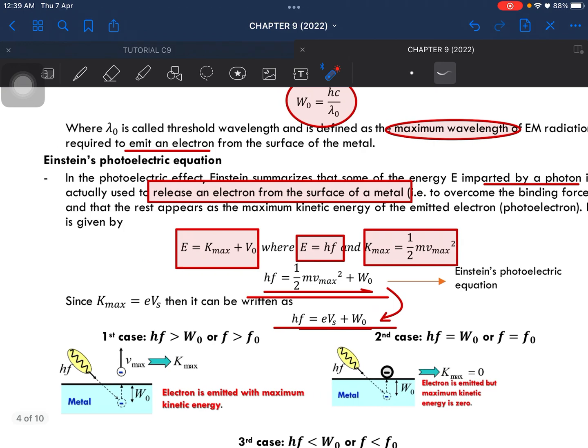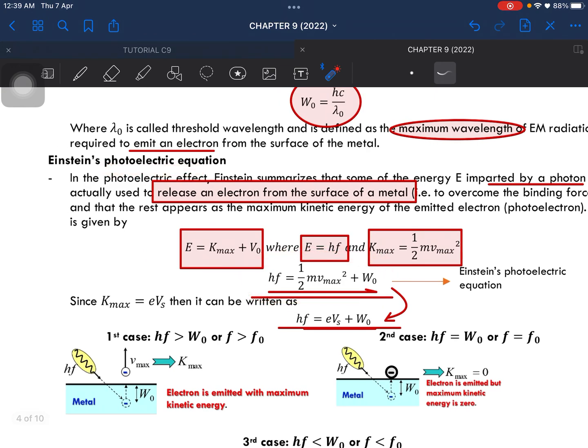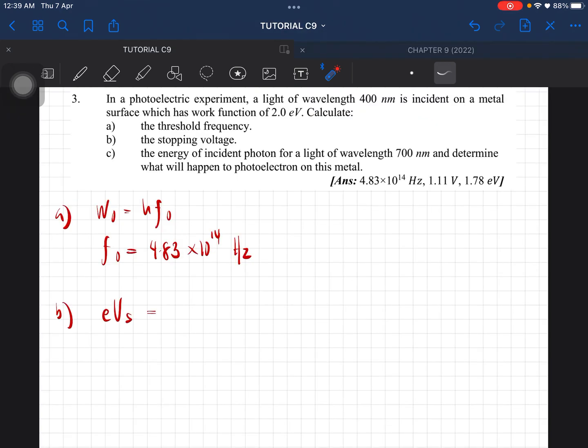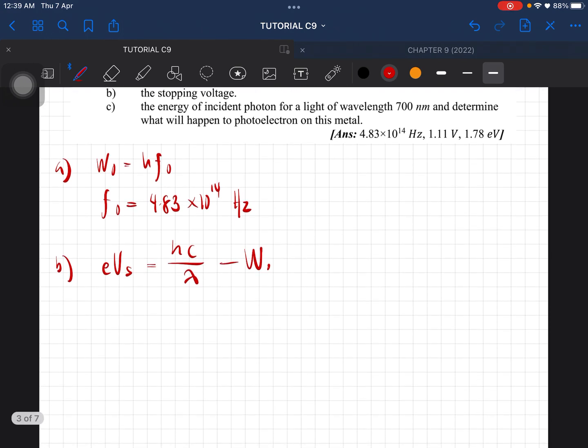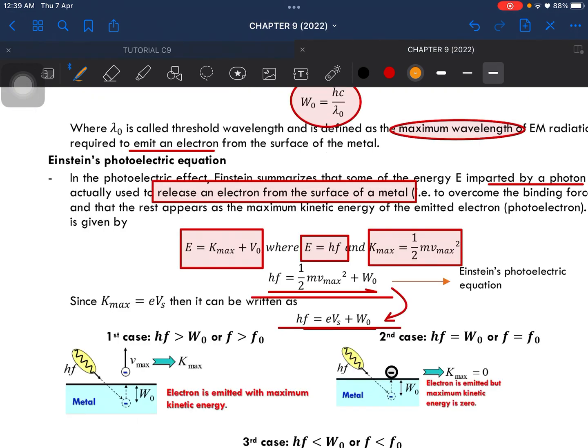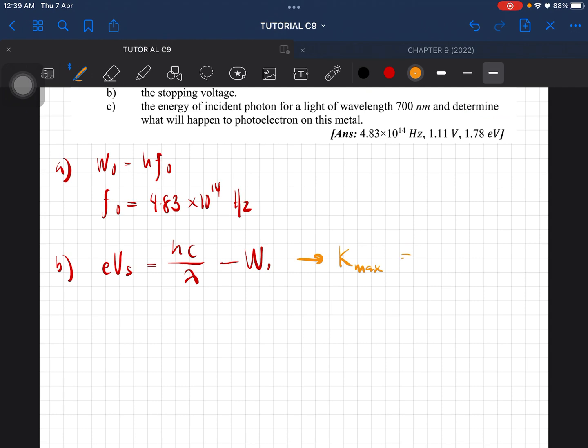Yes, okay. So this is the Einstein photoelectric equation, which is this one. Basically, the kinetic energy can also be written as eVs, where e is the charge of the electron and Vs is the stopping voltage, the product of the two. Now this is going to be equal to hc over lambda minus the work function. If I were to write this, it's actually the maximum kinetic energy, equal to the energy minus the work function.